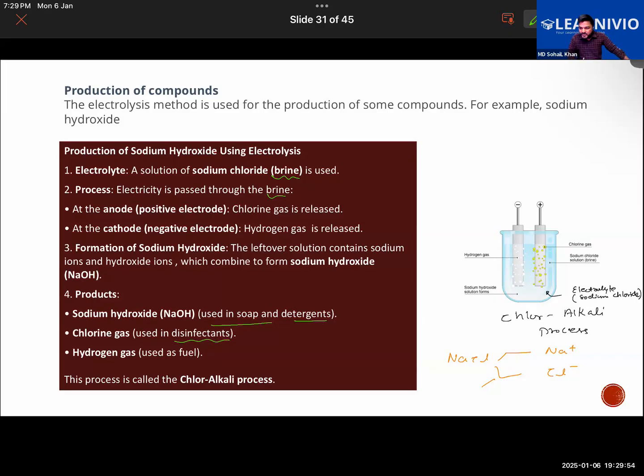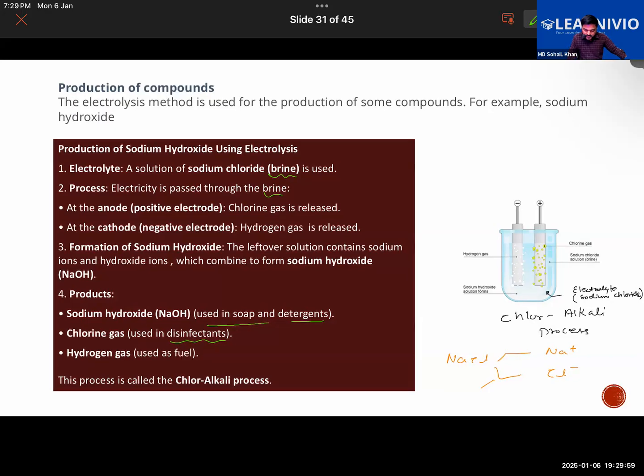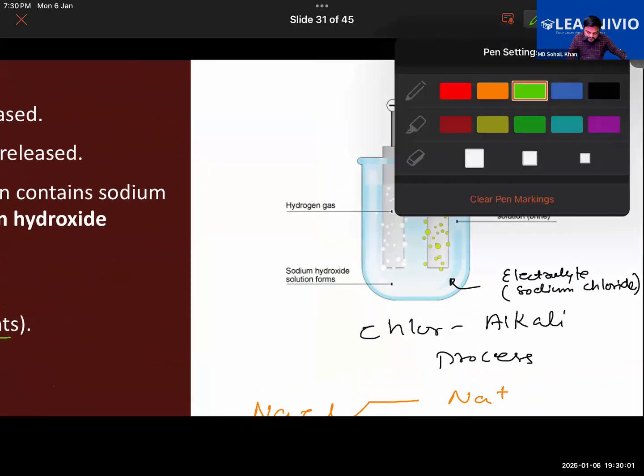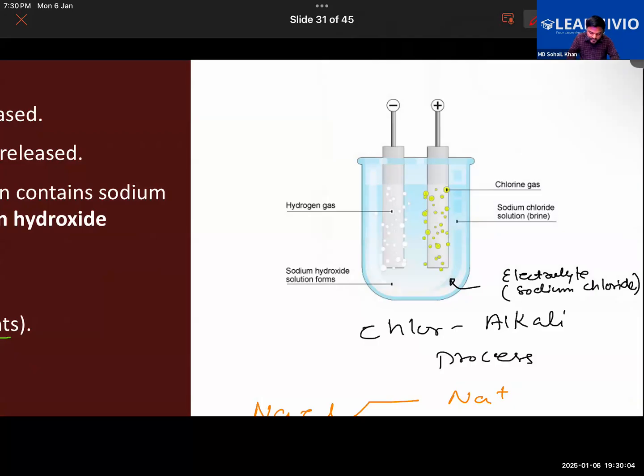So how would we identify in which test tube there is hydrogen and which one is oxygen? In order to identify this, both of them have different properties. If you bring a matchstick near the hydrogen gas, it will burn and produce a pop sound. That is the characteristic of hydrogen gas. Chlorine gas also has a distinct smell, similar to bleach. It has a very strong smell.